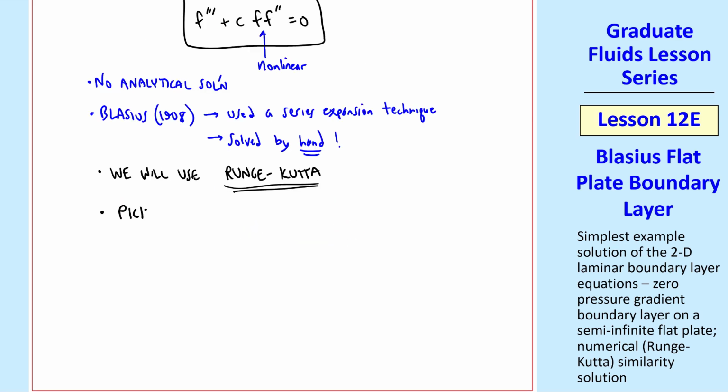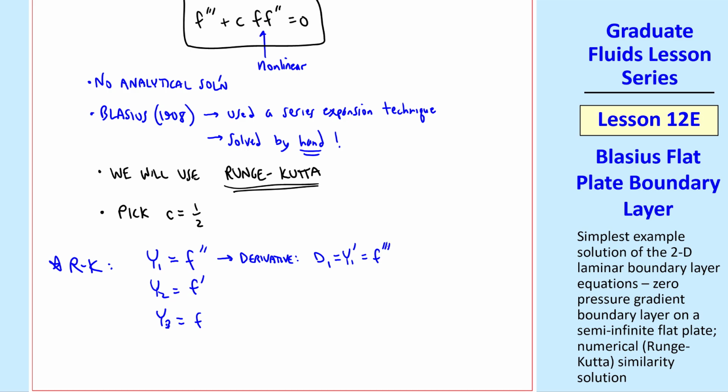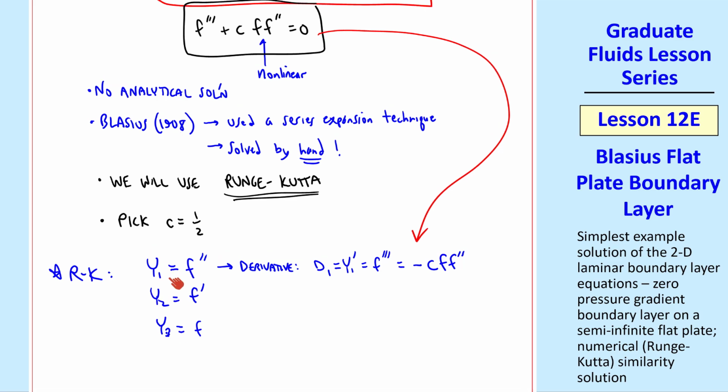We'll have to pick a c. I'll pick c equal 1/2 to get our numerical solution, but I kept c as a variable in my MATLAB code. Here are the details of the Runge-Kutta solution. Let variable y1 equal f double prime, y2 equal f prime, and y3 equal f. The derivative, which we'll call d1, is y1 prime, which is f triple prime, which we get from our equation as negative c f f double prime. But in terms of these variables, it is negative c y3 y1. The other two are more trivial since f double prime is y1 and f prime is y2 by our definitions.